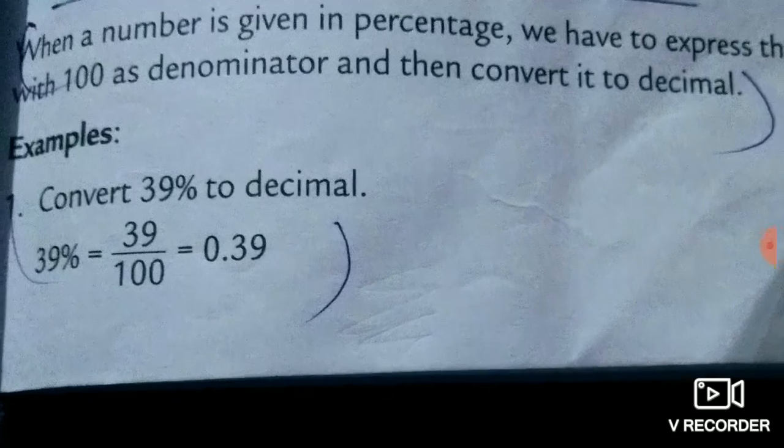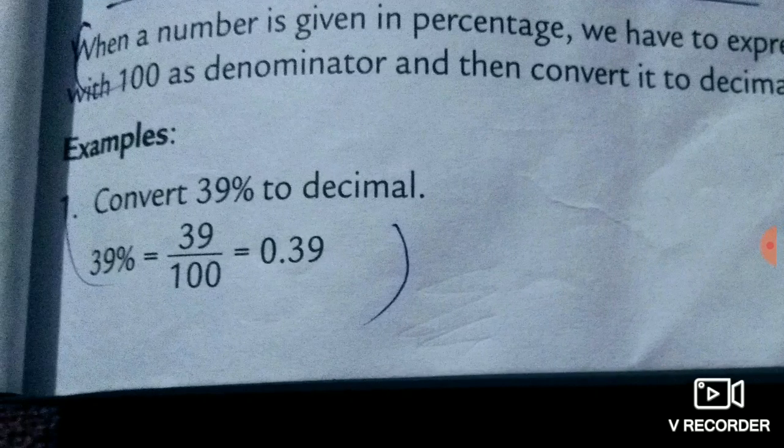So here you can see one example is given. Convert 39% to decimal. So write 39%. This is the question, equal to 39 upon 100, because here we convert the percentage into decimal. So it is compulsory to write 100. So here we give the decimal in the place value of 100. So write 0.39. So this is your answer.